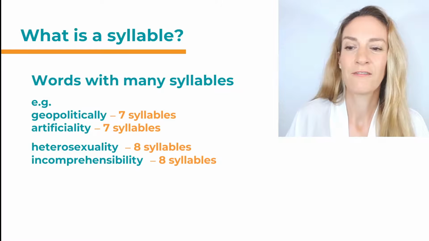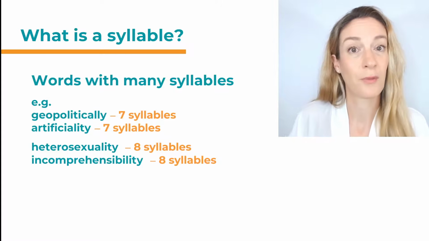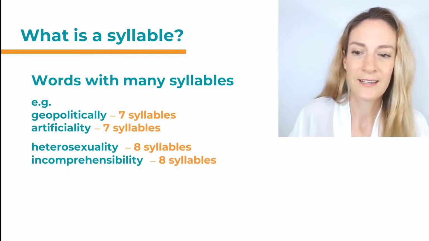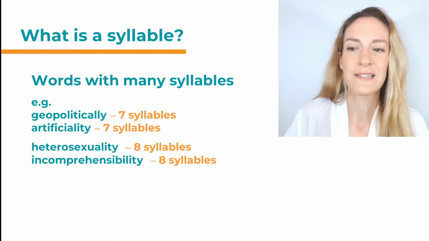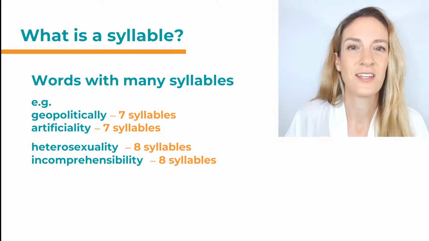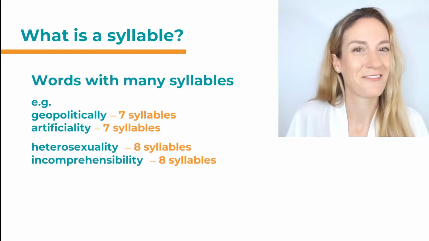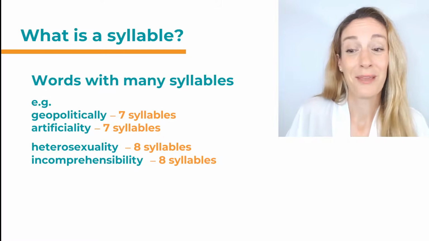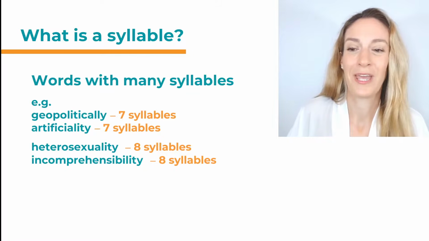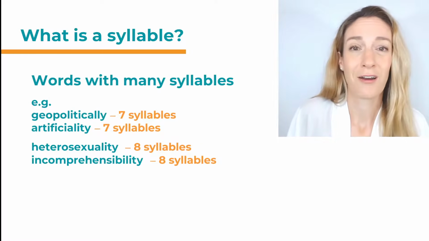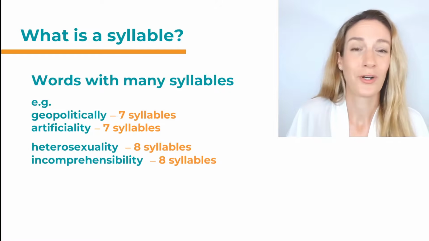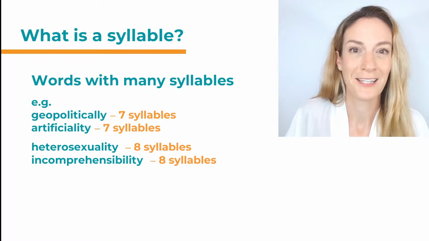And then we have artificiality, from artificial. We added some suffixes here to make artificiality. And so let's count that again. Artificiality. Again, 7 syllables. And maybe you've heard this in connection with apps that are using artificial intelligence, or in politics for geopolitically.